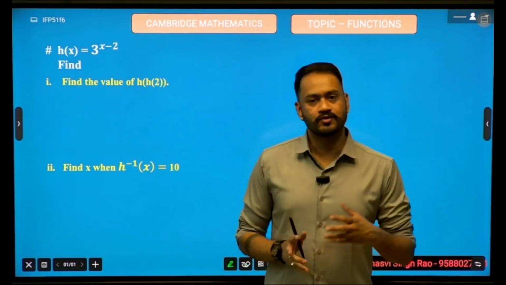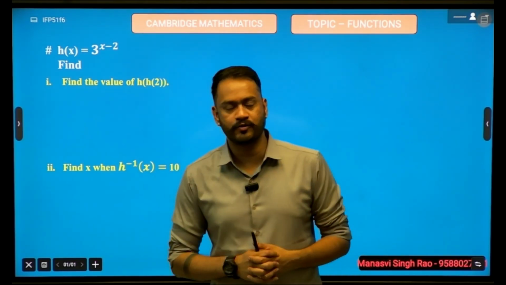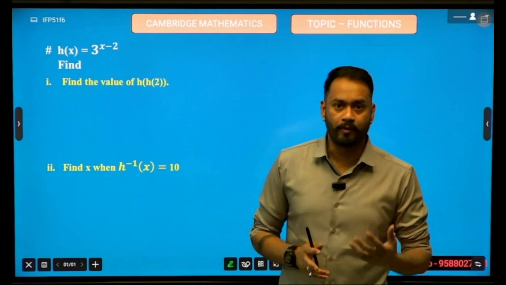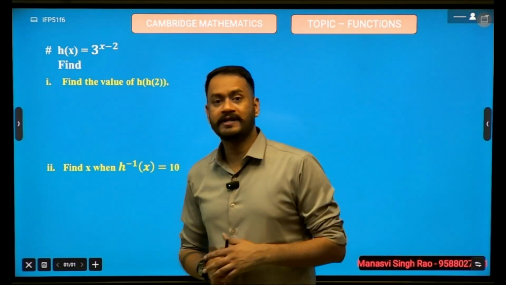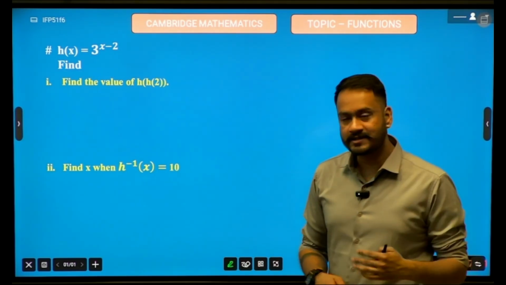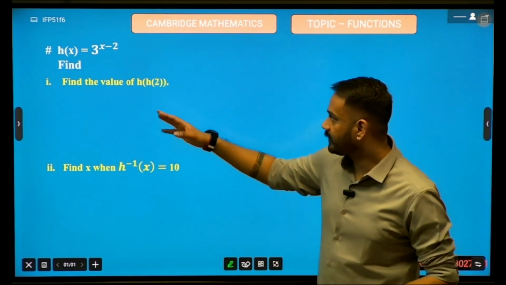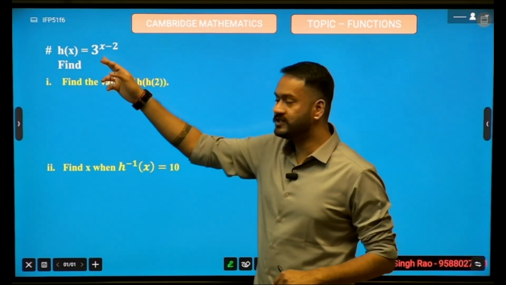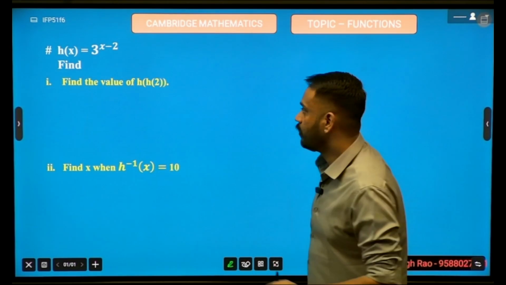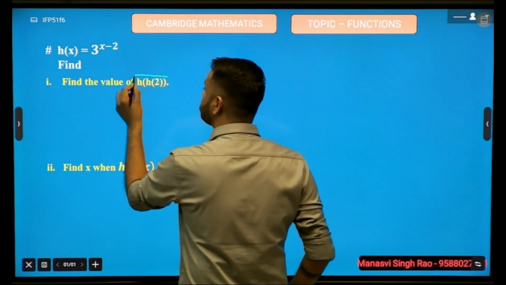So let's see how these past paper questions are very important for the examination and how we can attempt this during the exam. So what is the concept behind this? Let's see. Here, if you see, h(x) function is given to you and that is 3 to the power x minus 2. Now here we need to find the value of h(h(2)).